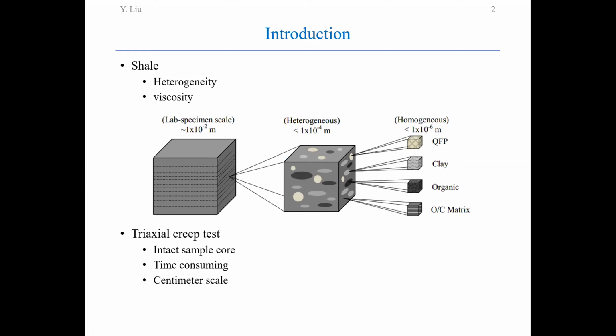Traditionally, the creep of shale is studied in the triaxial creep test at the centimeter scale. However, the triaxial creep test has three main drawbacks. First, standard intact samples with the size of a few inches are required. For shale, its chemical and mechanical instability makes recovering cores expensive or even impossible.